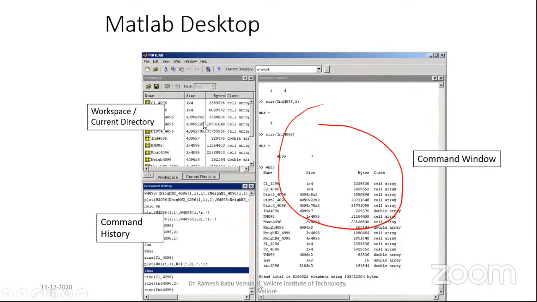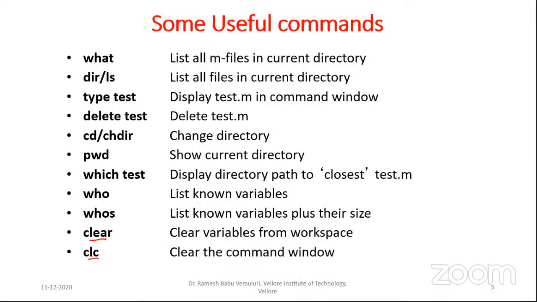And whereas this workspace, if you want to clear all the workspaces, there are various files you opened and some commands already executed, what memory has been allocated for that, which sort of class that is, and all these details will be deleted or erased from the RAM memory. So that's why clear and clc will be used.